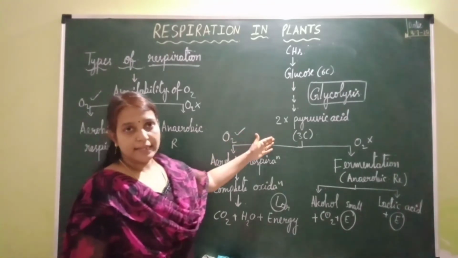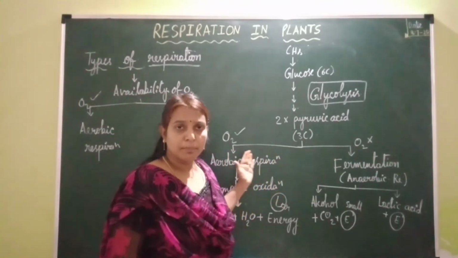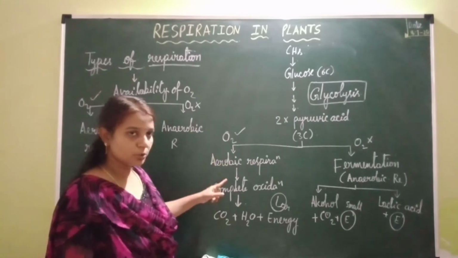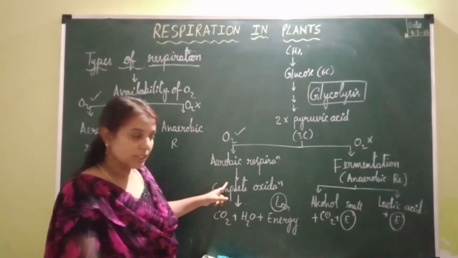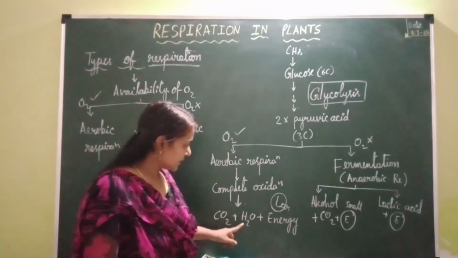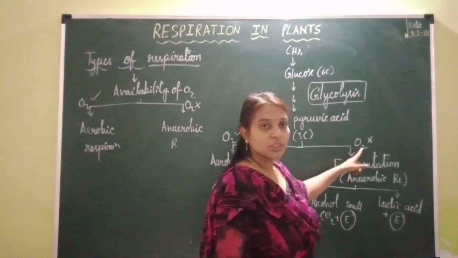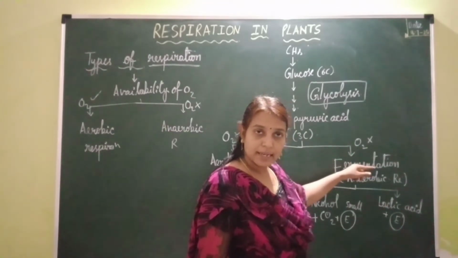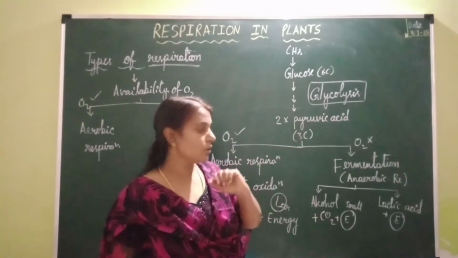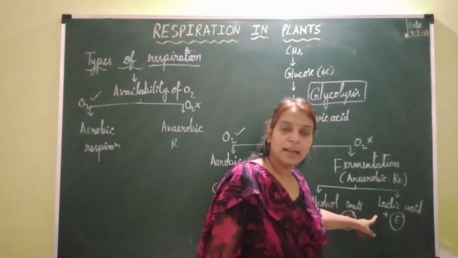Now this pyruvic acid enters into either aerobic respiration or anaerobic respiration on the basis of availability of oxygen. If oxygen is available, it undergoes complete oxidation through aerobic respiration into carbon dioxide, water, and a large amount of energy is released. Whereas if oxygen is not available inside the cell, the two molecules of pyruvic acid undergo partial oxidation through fermentation into either alcohol or lactic acid.